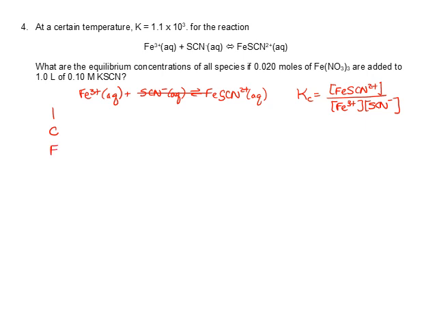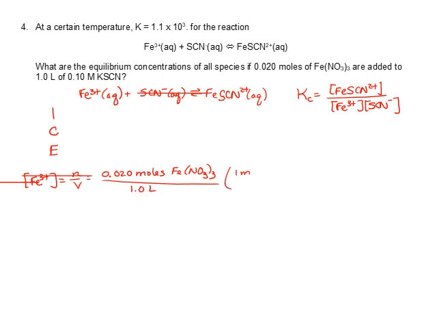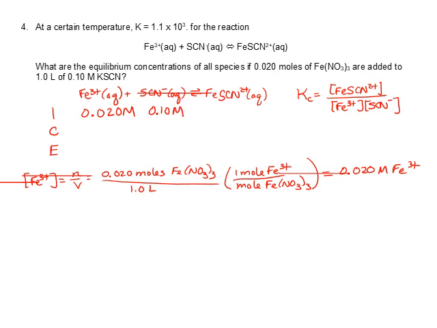And then we'll go ahead and set up our ice table. So what is the initial concentration of Fe3+? Concentration is moles over volume, and it says we're adding 0.02 moles of Fe(NO3)3 in 1 liter, and there is 1 mole of Fe3+ per mole of iron 3 nitrate. This means there's going to be 0.02 molar of the Fe3+. We're adding it to 0.1 molar potassium thiocyanate. Since thiocyanate and potassium are in a 1-to-1 ratio, that's also 0.1 molar for the thiocyanate. And again, we'll assume 0 for the product.